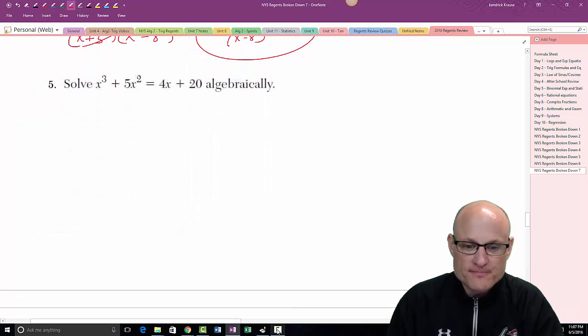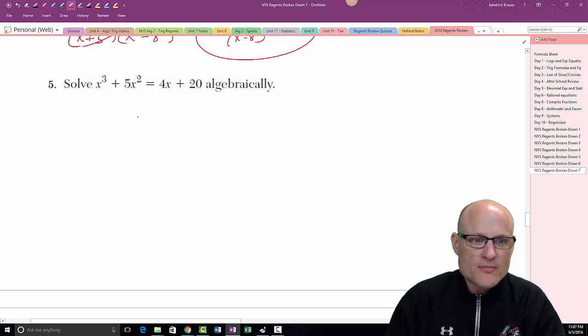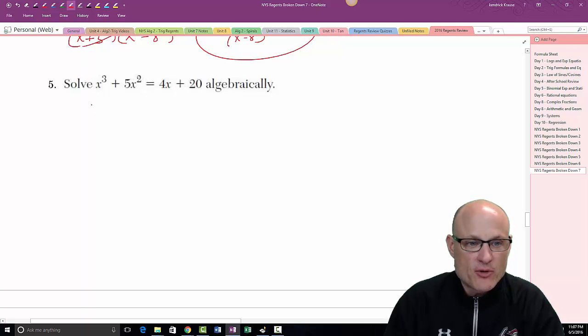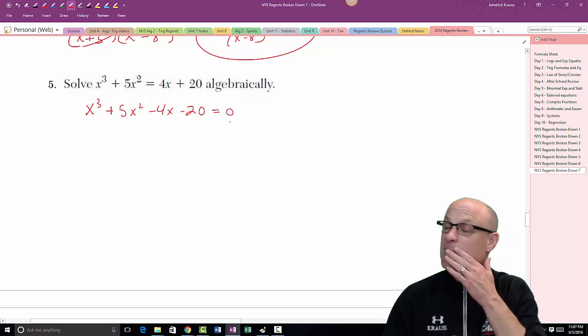All right, we're going to solve. Solve means first of all we have to set it equal to 0. So x cubed plus 5x squared minus 4x minus 20 equals 0. Set it equal to 0.